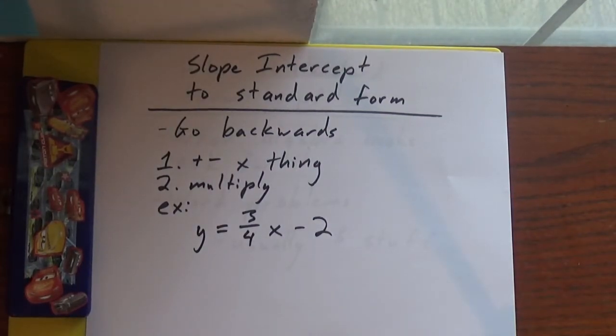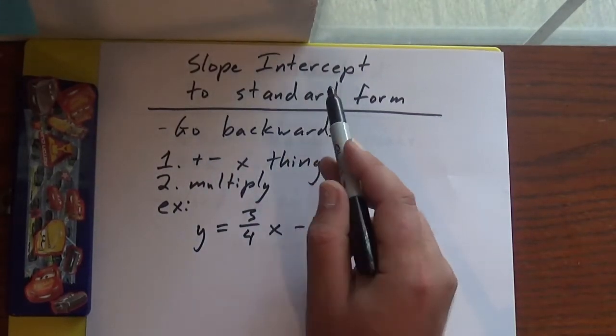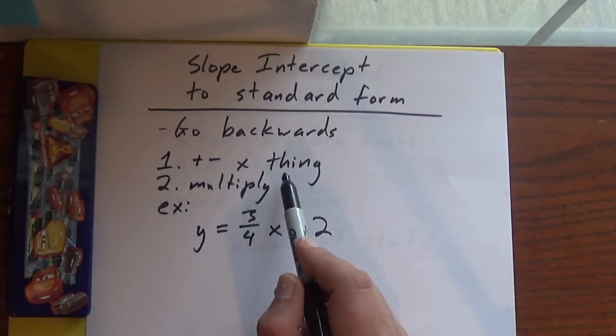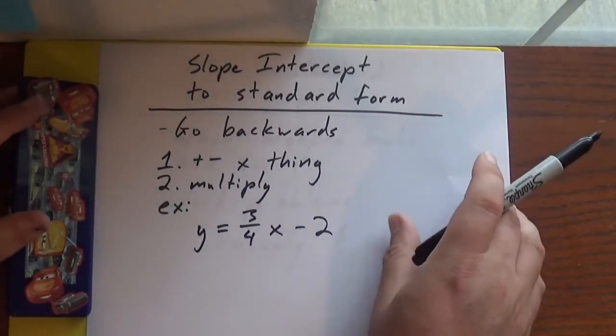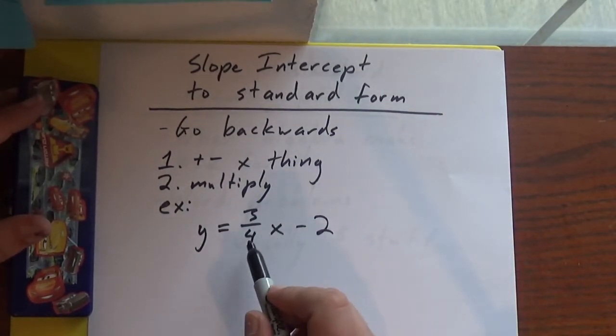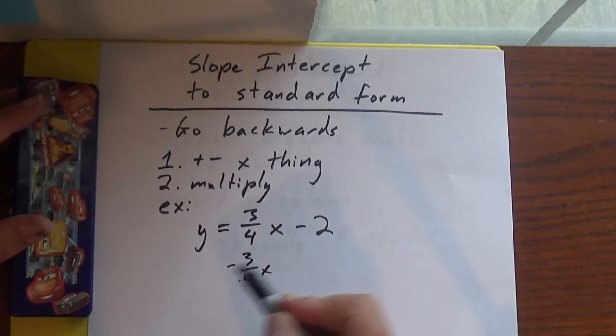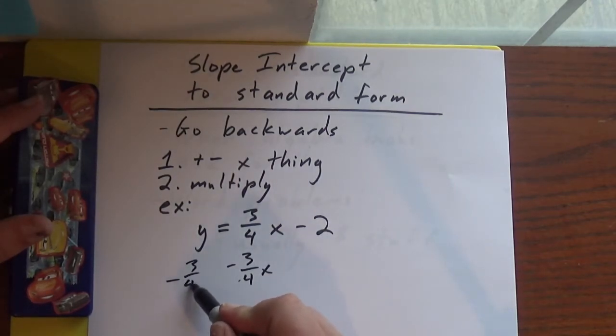Sometimes you need to go the other way. So we want to go from slope-intercept to standard form. So we're going to add or subtract the x thing, and then we're going to multiply. So I need to get my x on the other side. So I'll subtract and subtract.